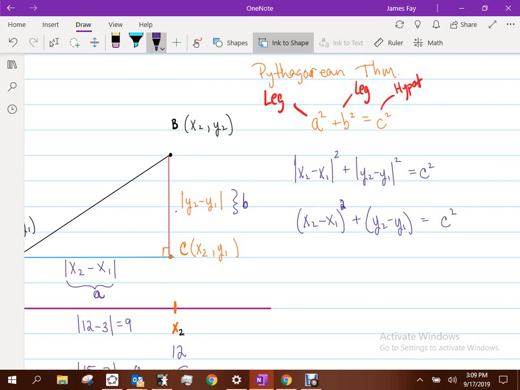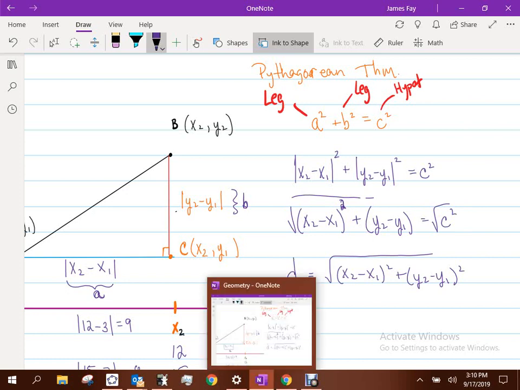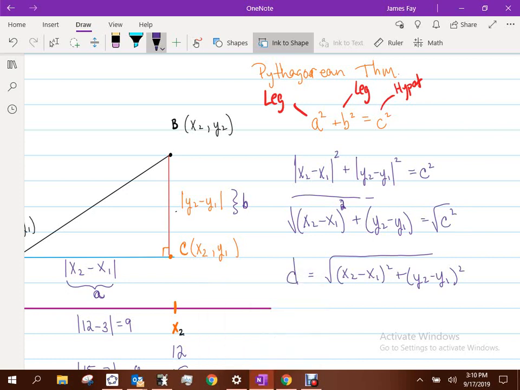Now, I'm solving for C. Right now I have C squared. So how do I get C all by itself? How do I undo a power of 2? Square root, right? So I'm going to square root both sides. I'm just going to flip things around a little bit, and it gives me the square root of x sub 2 minus x sub 1 squared plus y sub 2 minus y sub 1 squared. Now that's what C is. We redefine that and say our hypotenuse we're always going to call D for distance. Is that your distance formula that I had you copy down?